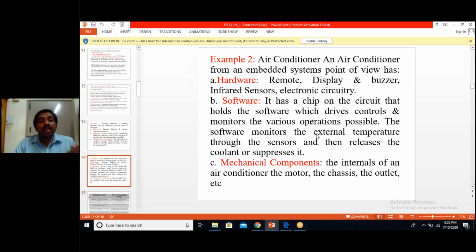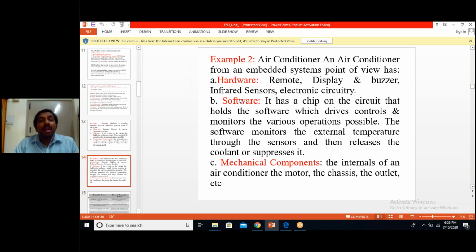So this is the air conditioner example. The hardware part is a remote display, infrared sensors, and electronic circuitry. The software part is a chip which is holding the software. The software is going to drive or monitor the various operations to be given to the sensors or to the coolant. Okay, so what is the mechanical component? Internals of the air conditioner, the motor, the chassis, and outlet.